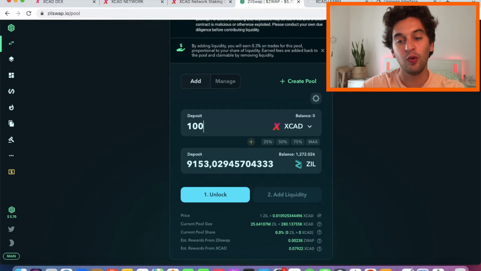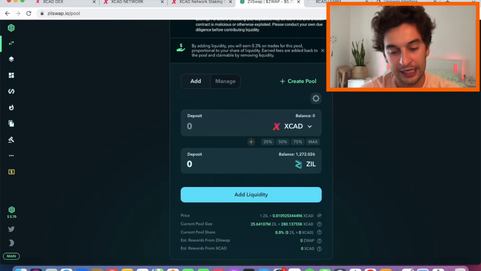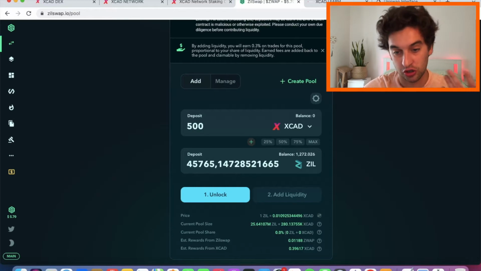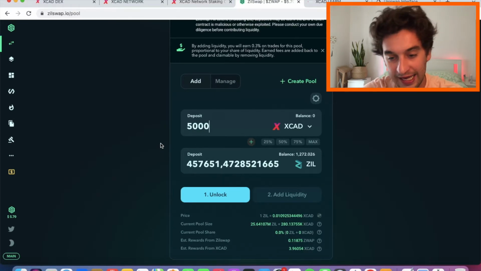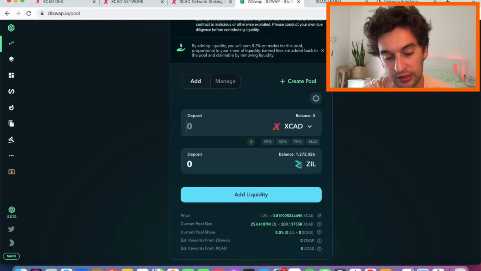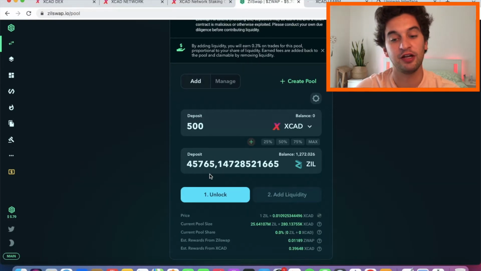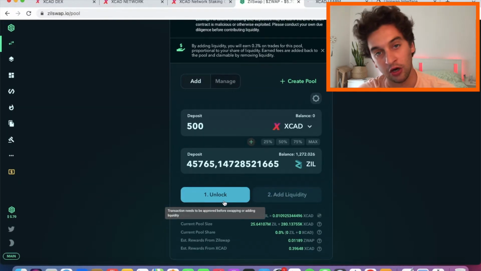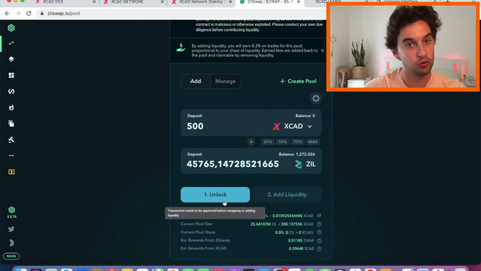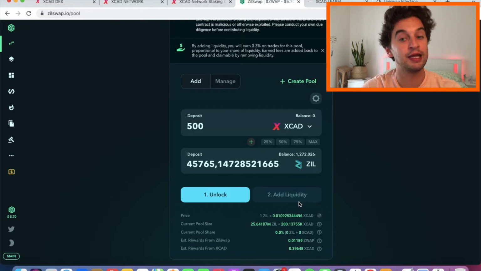So let's say I put 100 XCAD. Actually, I am lucky enough to have entered the project early, so let's say I put 5,000 XCAD, but actually let's put a realistic number. Let's say 500 XCAD. So for 500 XCAD, you need to put the equivalent of 45,765 Zilliqa. Now, with this one, you will click on unlock. You will open the wallet, authenticate and confirm the transaction, and then you click on add liquidity and it is done.